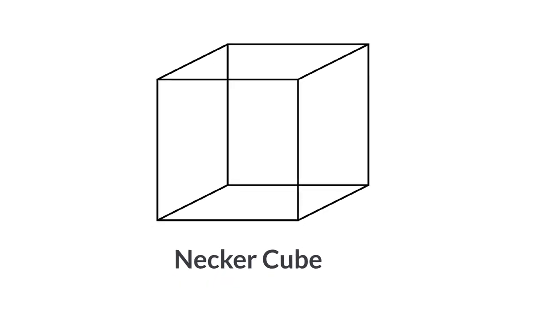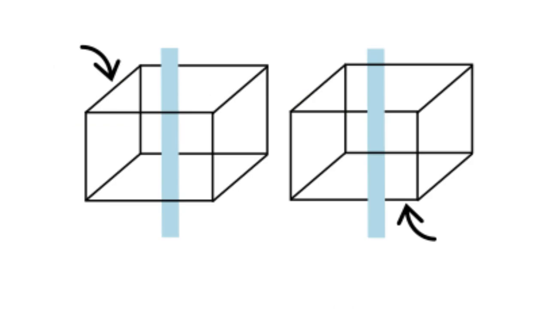Number 27, Necker cube. The Necker cube is a classic optical illusion. Depending on how you look at it, the cube can appear to flip between two different orientations. It's a great example of how our brain interprets ambiguous visual information.